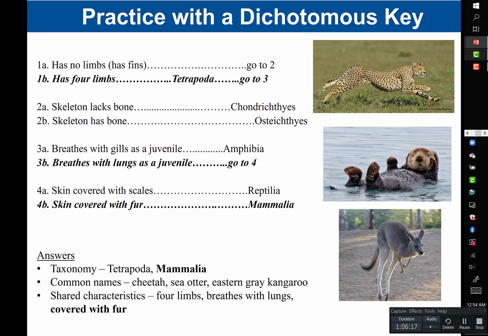Shared characteristics. So what would you write in your shared characteristics? Well, has 4 limbs. Notice they've been italicized. Breathes with lungs. And the main one, the one that classified them as being a mammal, covered with fur. So these would be the things that you would fill in your table that starts on page 7. You're going to write in the taxonomy, how they're classified, the common names of some examples, as well as the shared characteristics. And again, you need at least 2 shared characteristics for each one.